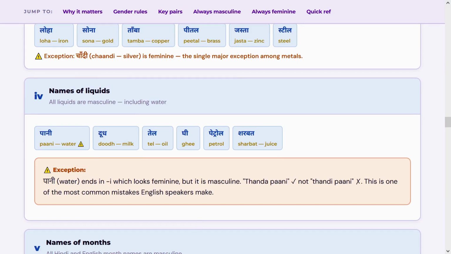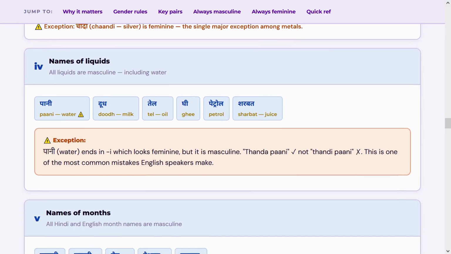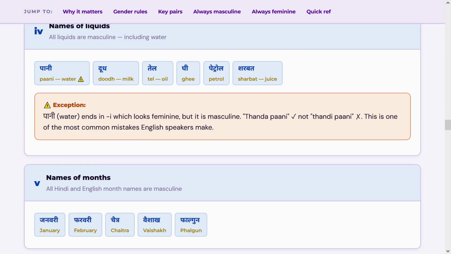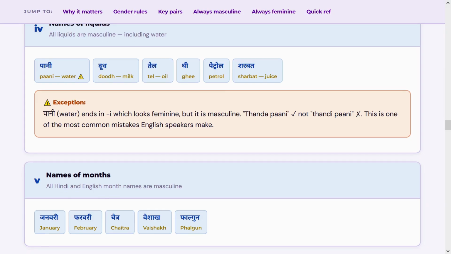Next come liquids. All liquids are masculine, including water. Pani, doodh, milk. Tel, oil. Ghee, petrol. Sharbat means juice. Pani, water ends in E, which looks feminine, but it is masculine. Thanda pani, not thandi pani. This is one of the most common mistakes English speakers make.